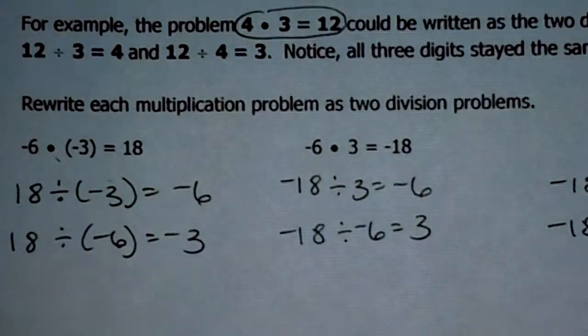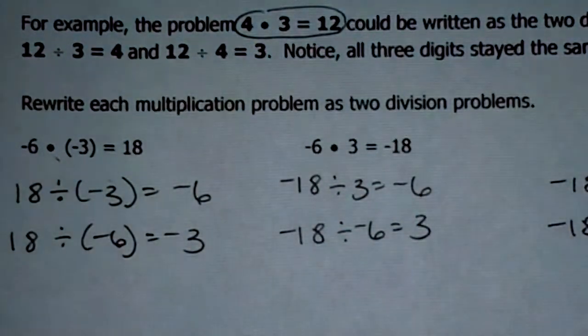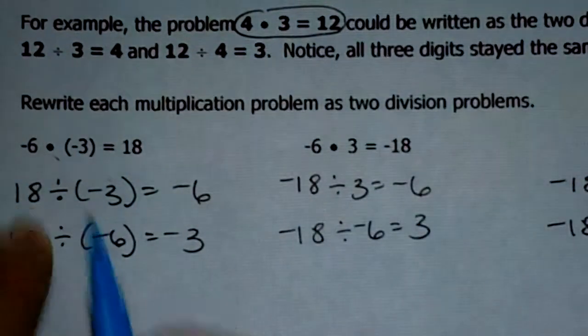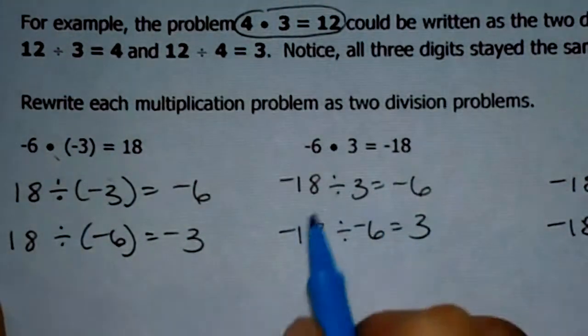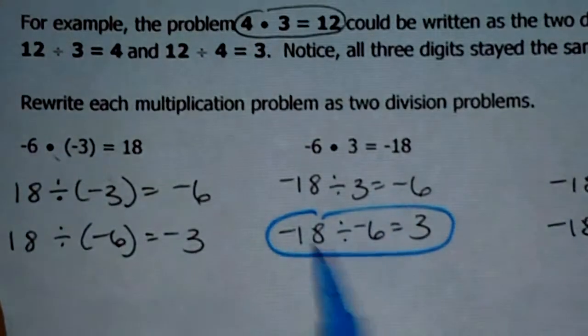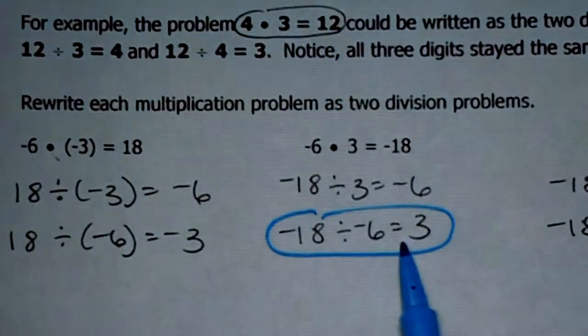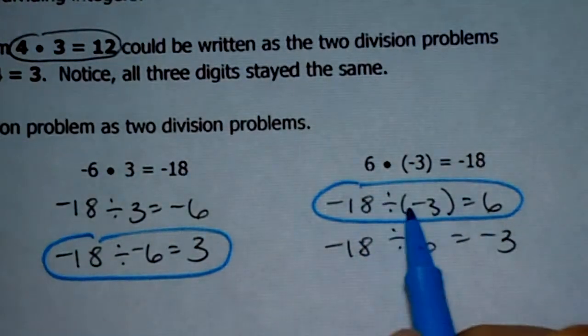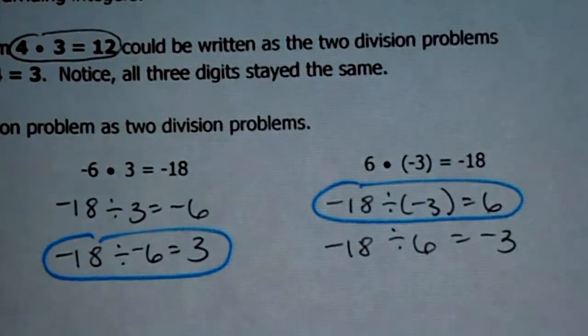Just like with multiplication, you multiply normally. The difference here is what happens when you have two integers with the same sign and what happens when you have two integers with different signs. So let's look first at when you have two integers that you're dividing with the same sign. Here's one. I'm dividing two negatives and I get a positive. And here's another one. I'm dividing two negatives and I get a positive.